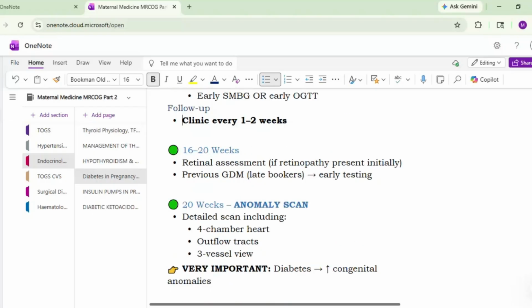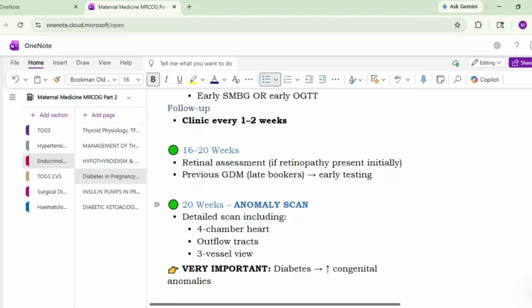And retinal assessment: if retinopathy is present initially, if she is a previous GDM, or if she is a late booker, then we will do the early testing at 16 to 20 weeks of gestation.